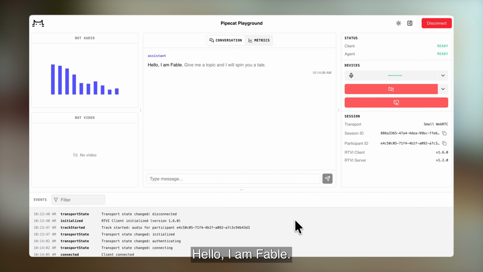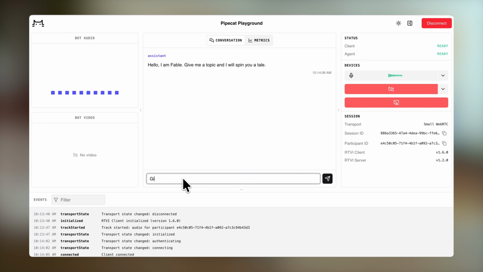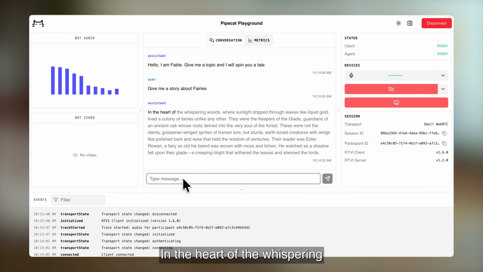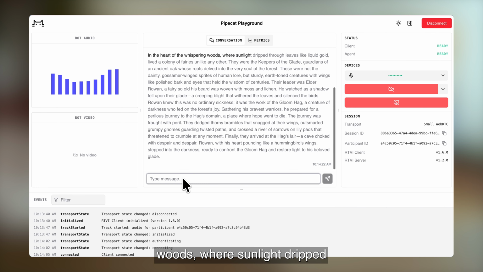Hello, I am Fable. Give me a topic, and I will spin you a tale. In the heart of the whispering woods, where sunlight dripped through leaves like liquid gold, lived a colony of fairies unlike any other.